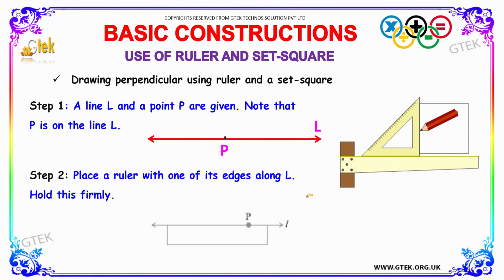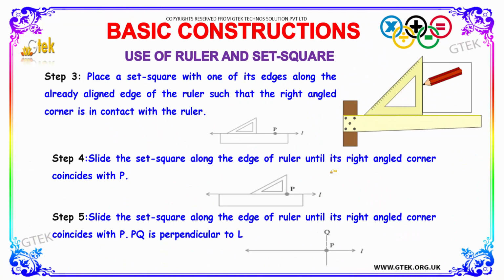Next we are going to see how to use your ruler and set square to draw a perpendicular. Our first step is to draw a line L and mark a point P. Note that P is on the line L. Next, place a ruler with one of its edges along L and hold this firmly. Next, place a set square with one of its edges along the already aligned edge of the ruler, such that the right-angled corner is in contact with that of the ruler.